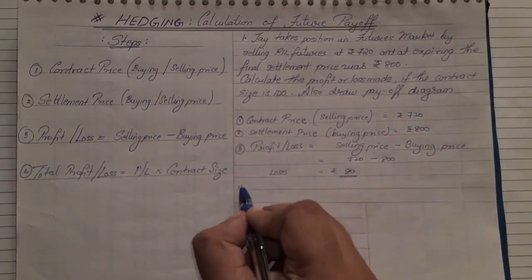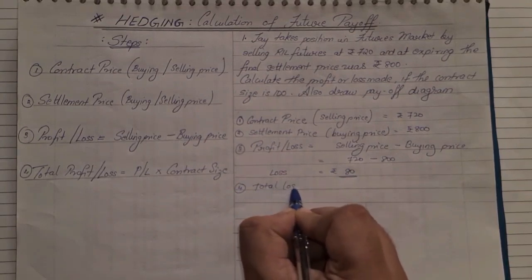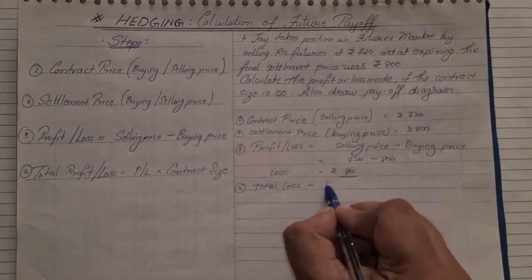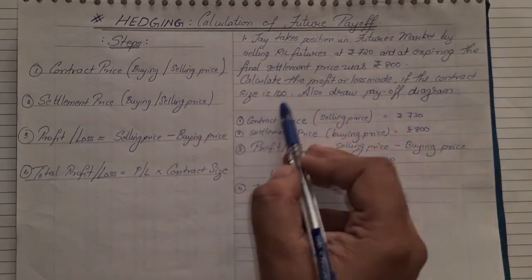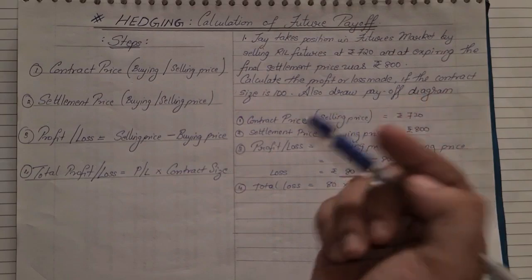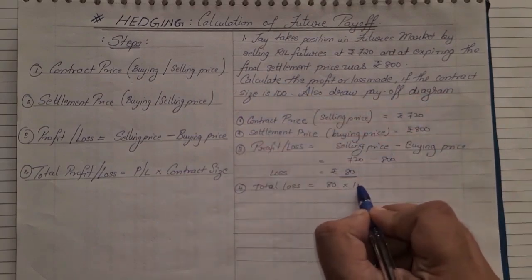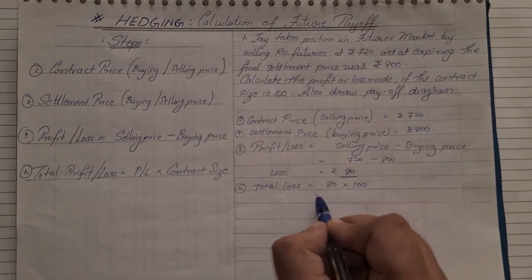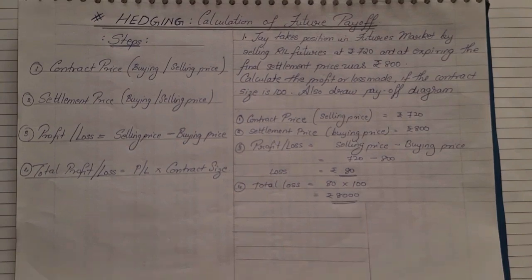Now lastly, we need to find the total loss. The total loss will be loss per contract into the number of contracts. Here the contract size is given. They have taken only one contract, but that one contract size is of 100 units. So it will be 80 into 100, which will be nothing but rupees 8,000. So our total loss in this particular sum was rupees 8,000.